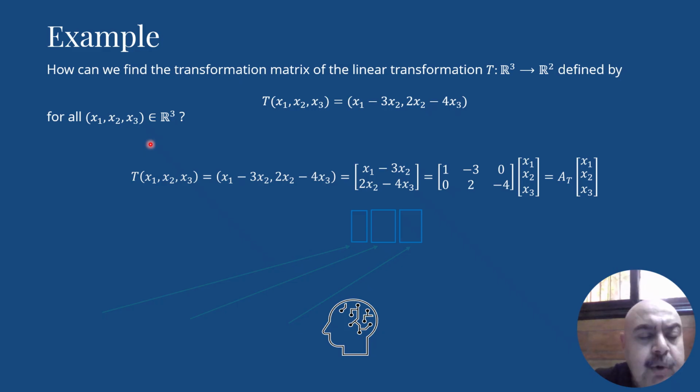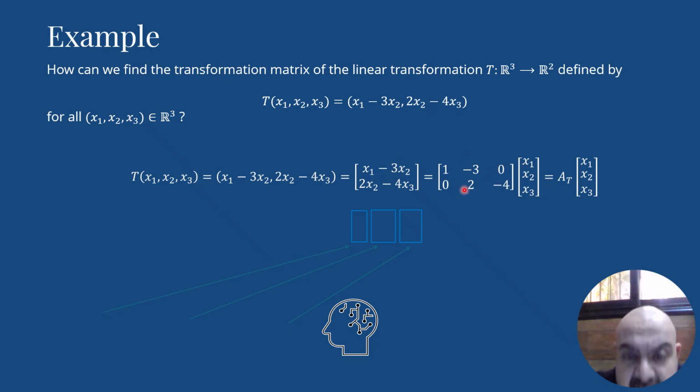Okay, let's do it. The transformation can be written very easily. We will write x1 minus 3x2 plus 0x3. For the second row, 0x1 plus 2x2 minus 4x3, in which I can take the coefficients, which are going to be 1, negative 3, and 0 for the first row, and for the second row, 0, 2, and negative 4. Here we go, that's the linear transformation matrix, times x1, x2, x3, which is exactly the same.